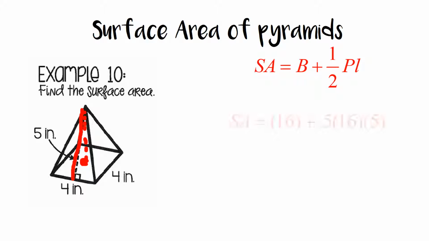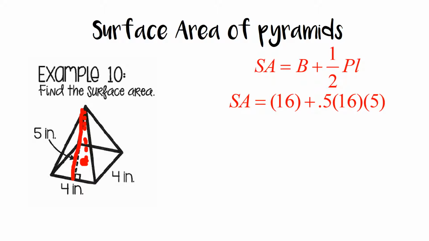So the area of our base is 4 times 4, which is 16, plus the perimeter of our base, which is 4 plus 4 plus 4 plus 4, which is also 16. So our formula becomes 16 plus 1/2 times 16 times 5, because this is our slant height. So that gives me a total surface area of 56.